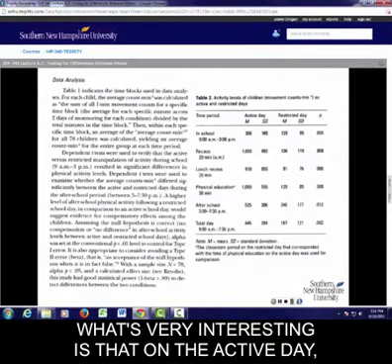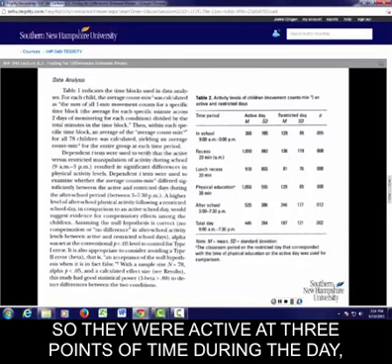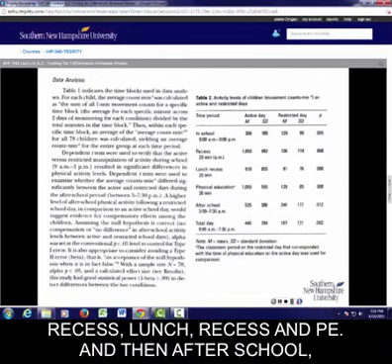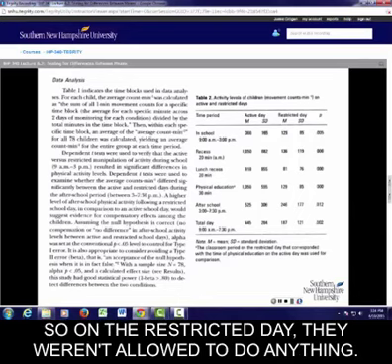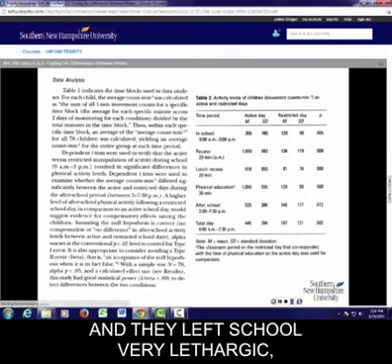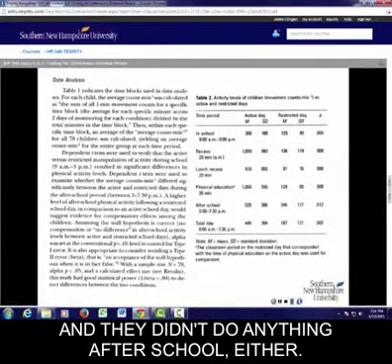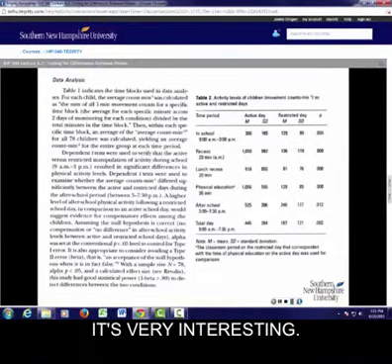What's very interesting is that on the active day, they were active at 3 points of time during the day: recess, lunch recess, and PE. And then after school they were still more active than on the restricted day. On the restricted day, they weren't allowed to do anything, and they left school very lethargic, and they didn't do anything after school either. There was a significant difference in movement counts. Very interesting.